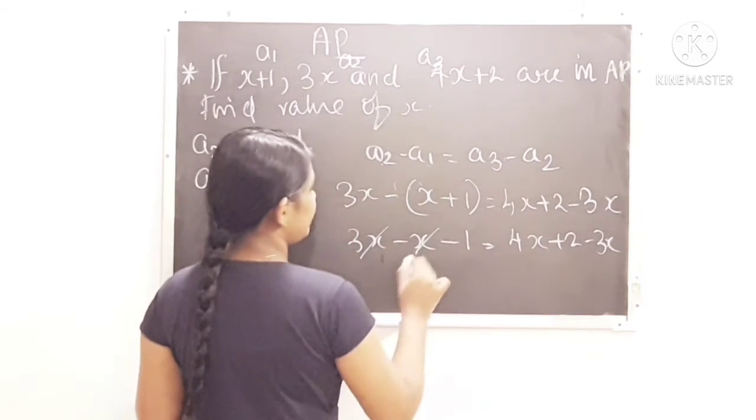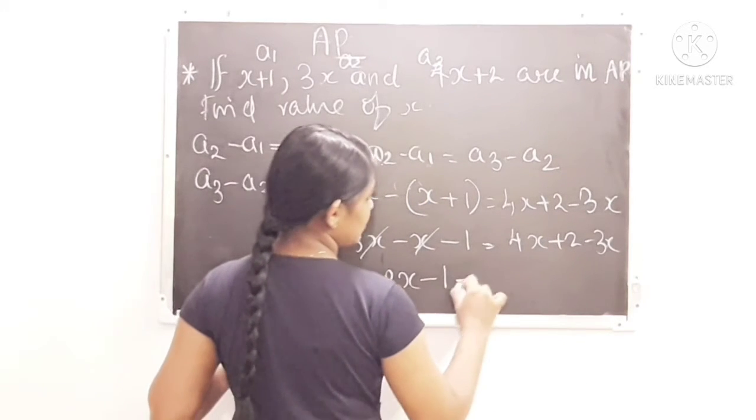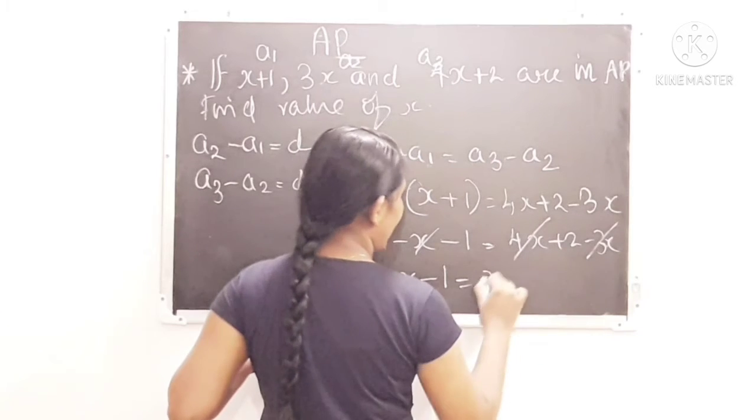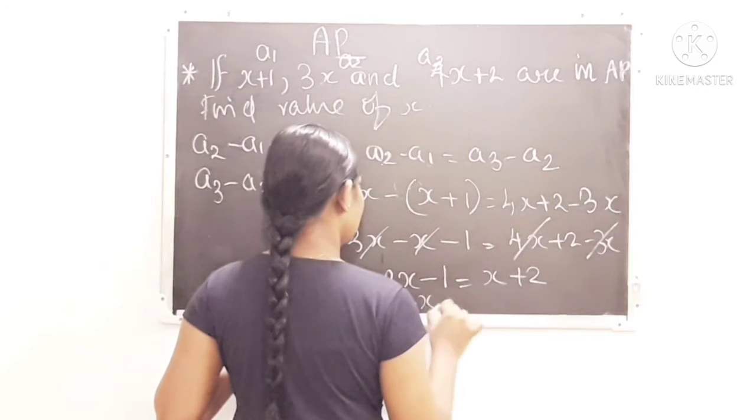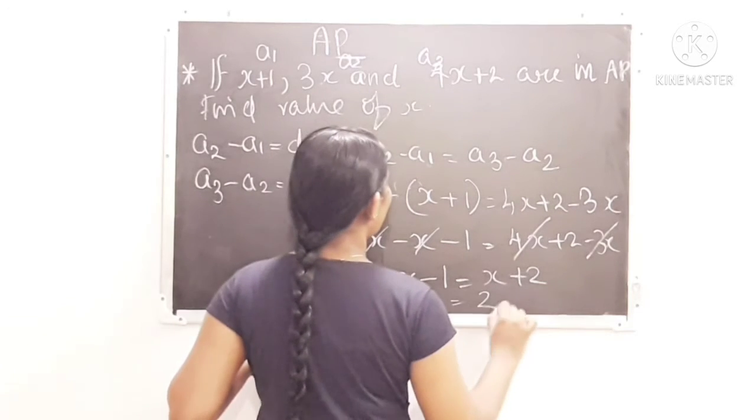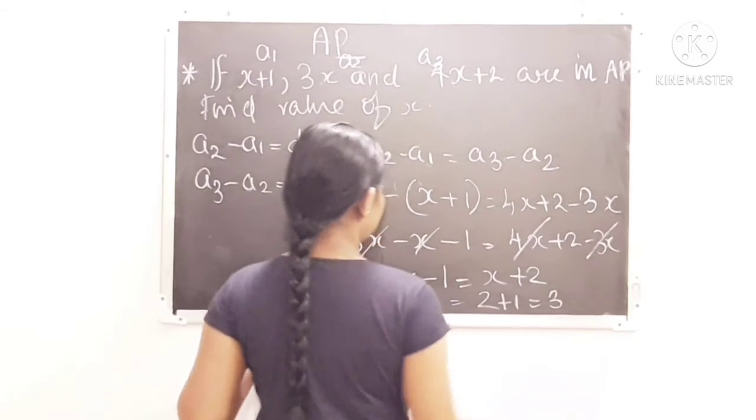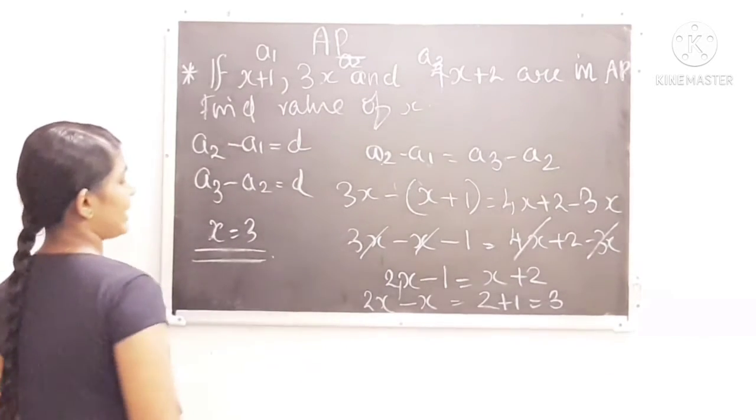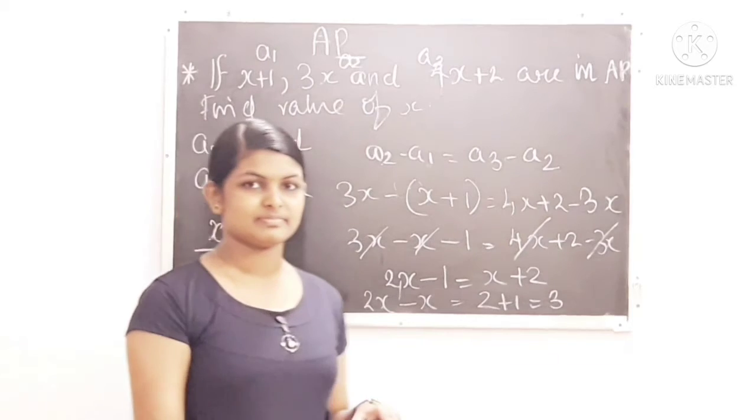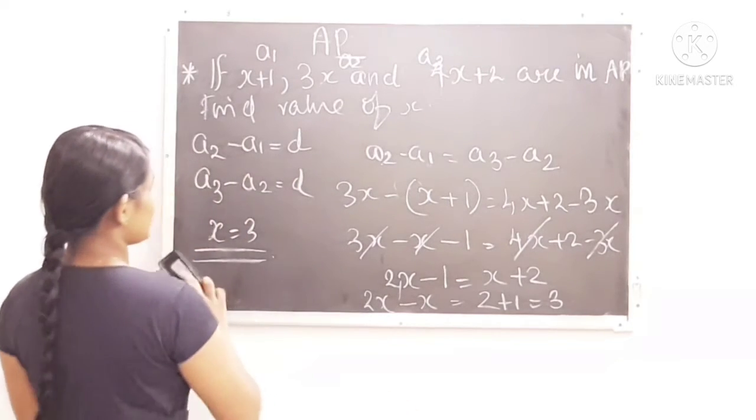3x minus x will be equal to 2x. So 2x minus 1 is equal to 4x minus 3x, which is x plus 2. Now we can take 2x minus x is equal to 2 plus 1, which is equal to 3. So we will get x is equal to 3. Therefore the value of x is 3 in this question. And there is a shortcut to do this question also.